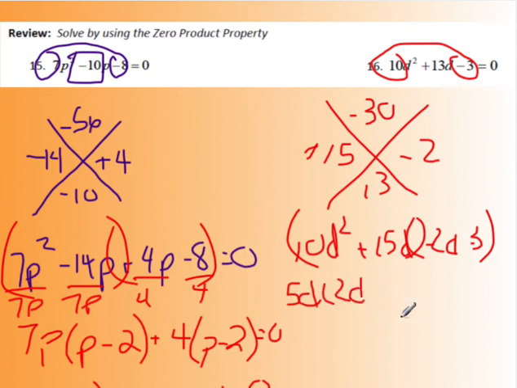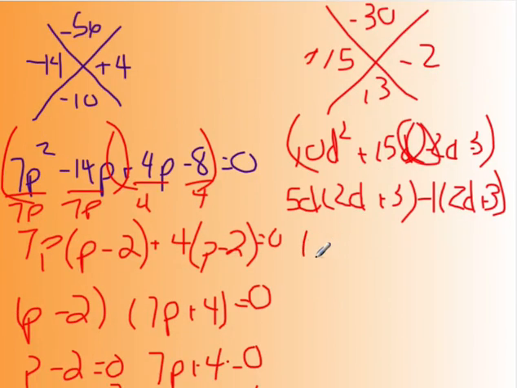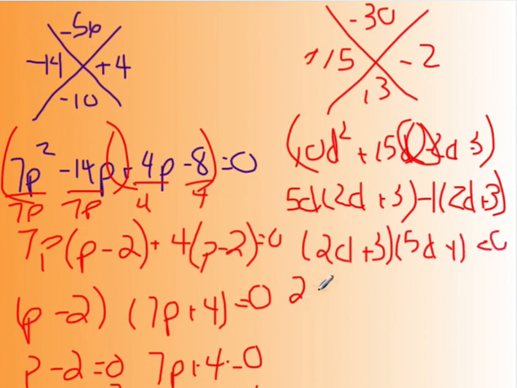Now, out of the second group, you cannot take anything out. But I do notice that the middle sign is negative, so I need to take out a negative 1. That's going to change it to 2d plus 3, which is good because then our factors match. And once our factors match, we can write it out, 2d plus 3, and then 5d minus 1, and that's equal to 0. From here, we can set each of these factors equal to 0. So 2d plus 3 is equal to 0, and 5d minus 1 is equal to 0.